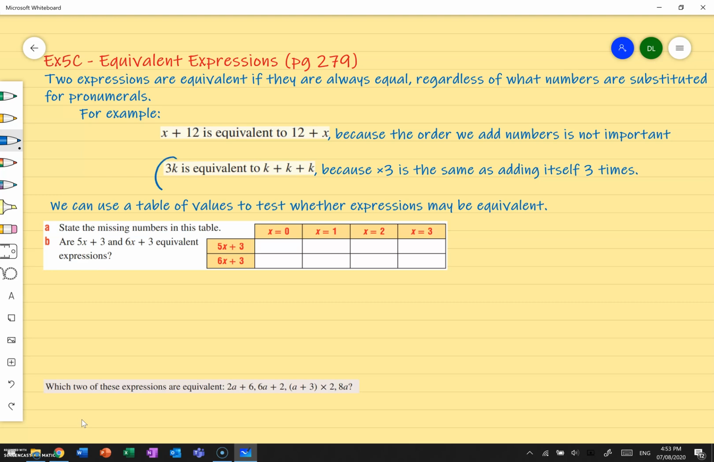Another example, 3k is the same as k plus k plus k because, well, multiplying by 3 is the same as adding itself 3 times. So, for example, 3 times 2 is the same as 2 plus 2 plus 2. We're just adding itself 3 times. So, when we multiply, we can actually just add it that same number of times, and that gives us an equivalent expression. We can actually use a table of values to test whether expressions might be equivalent.